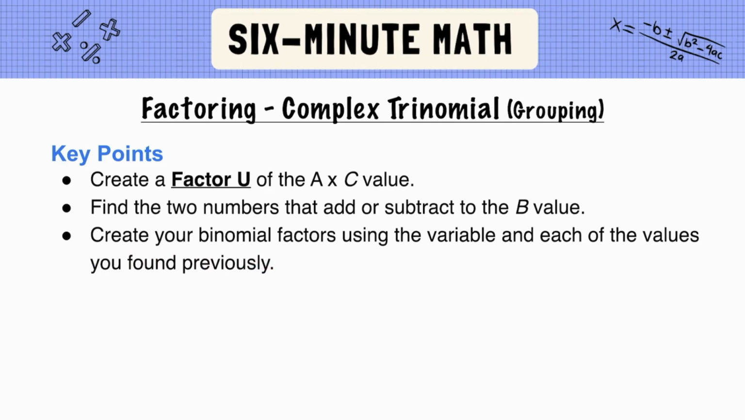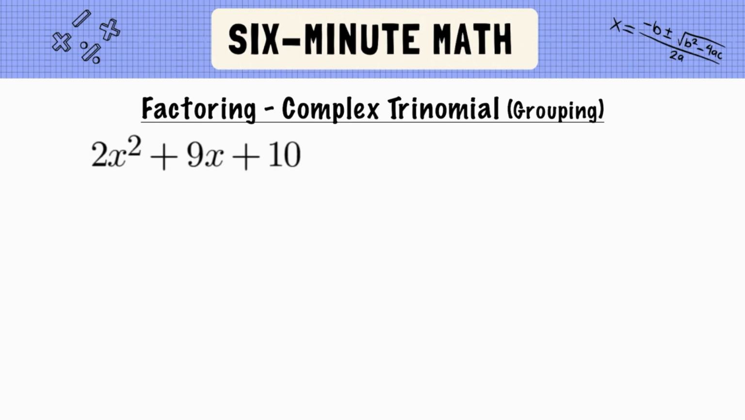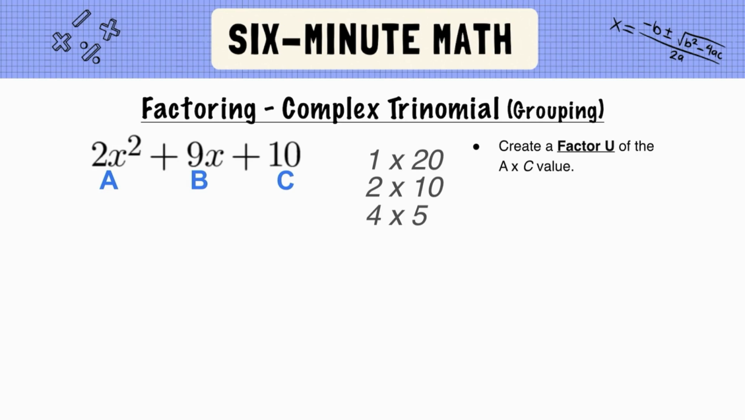I find complex trinomials are best shown with an example, so let's check one out together. We are going to factor 2x squared plus 9x plus 10. We have our a, b, and c values, and our first step is to create that factor u of a times c. 2 times 10 is 20, so we have our factor u for 20.